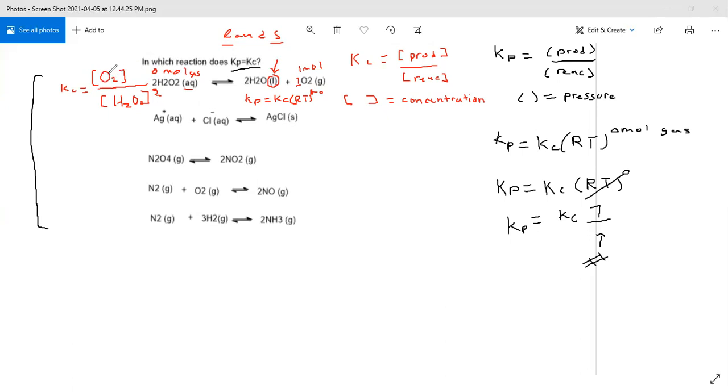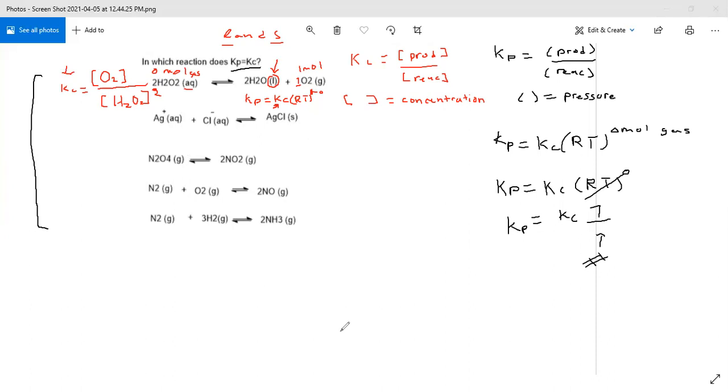You're going to find out what the concentration of O2 is. You're going to find out what the concentration of H2O2 is. Make sure you square that because there's a 2. And divide and you'll find your Kc. Once you find your Kc, you can plug it in here and find Kp as long as you have been given the concentrations to find Kc.